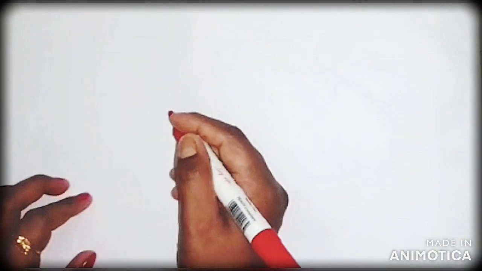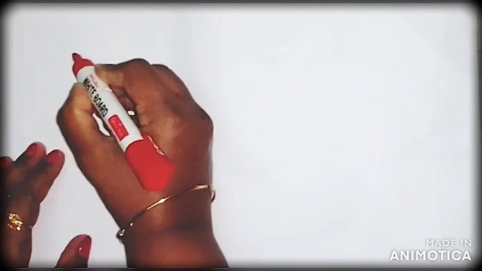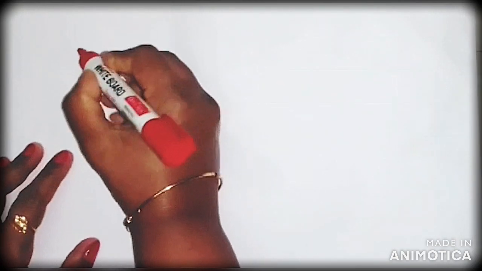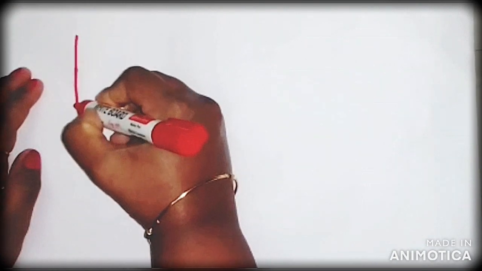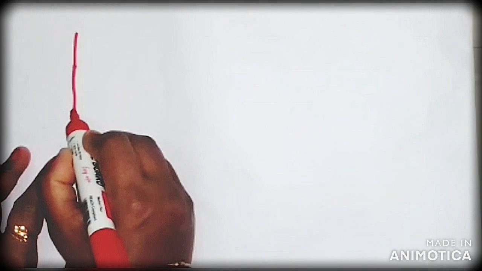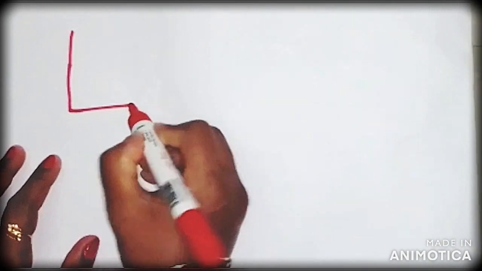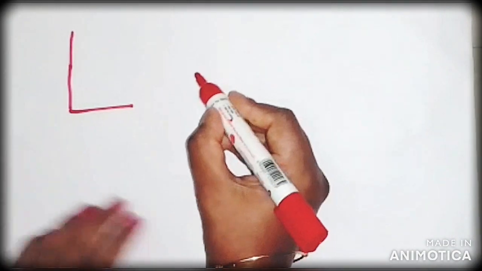Okay. Now let's learn next alphabet, capital L. Capital L and small l. Capital L is very simple to study. First, draw a standing line. And from here, draw a small sleeping line. This is capital L and small l.